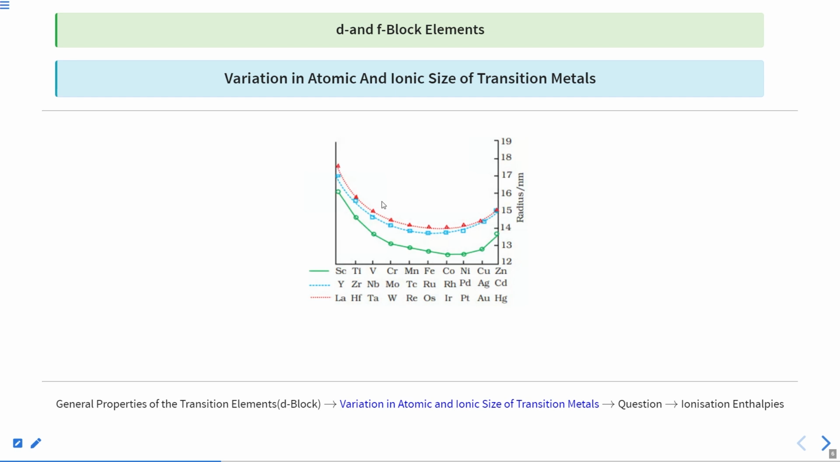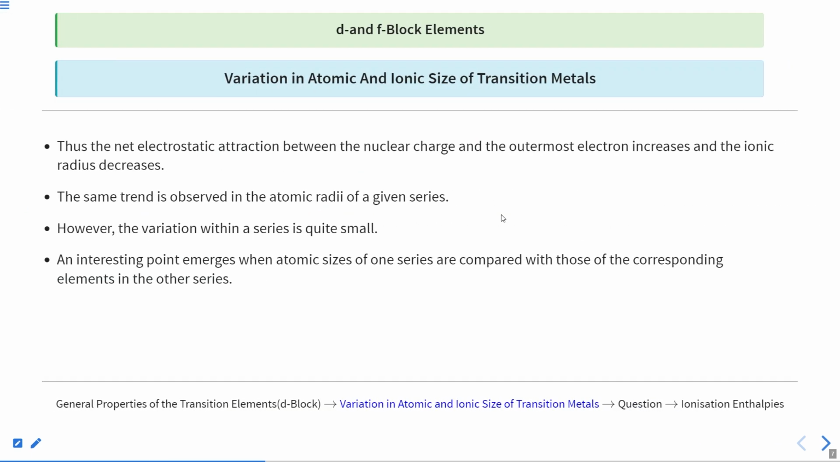Now, as we have seen, as the atomic number increases, the number of electrons in the outermost shell increases, and we see a decrease in their ionic size. See, the size is decreasing from left to right. Why is this so? Because the net electrostatic attraction between the nuclear charge and the outermost electron increases, and the ionic radii decrease. Now, the same trend is observed for atomic radii of a given series. Means the trend is the same for ionic and atomic radii. Clear? However, the variation within a series is quite small.